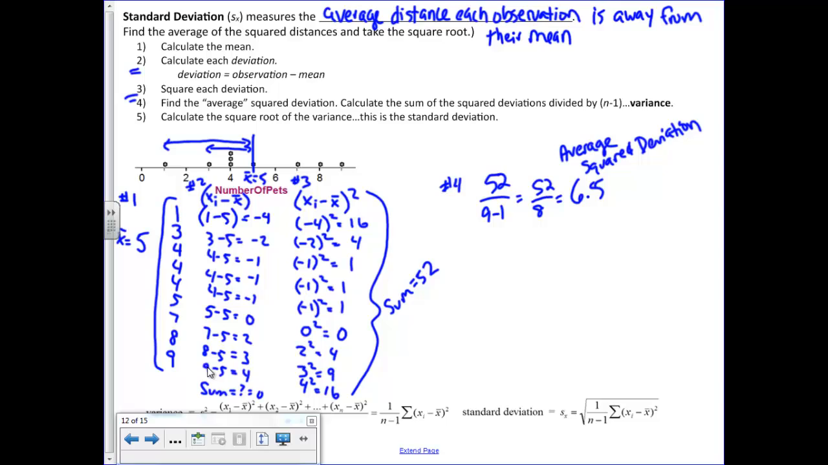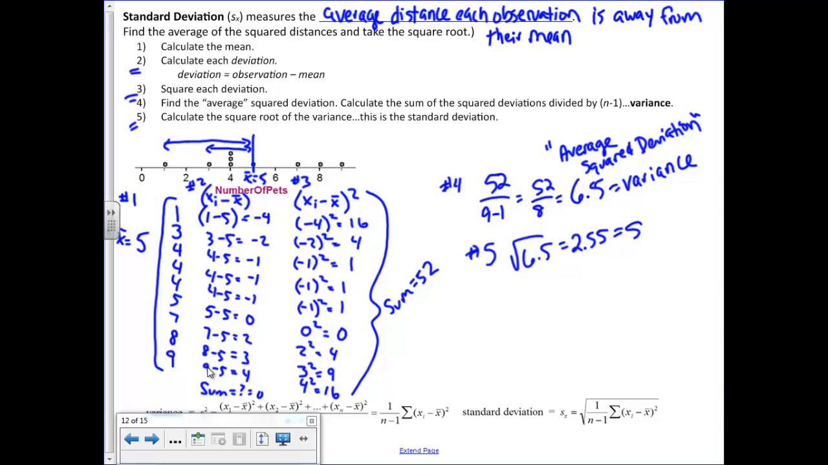And what it's specifically called, rather than saying that's our average squared deviation, really, that's referred to as the variance. That's the average squared deviation. I just want the average deviation. How far are each of these away from the mean? So lastly, number 5, we calculate the square root of the variance. Square root of 6.5 gives us 2.55.